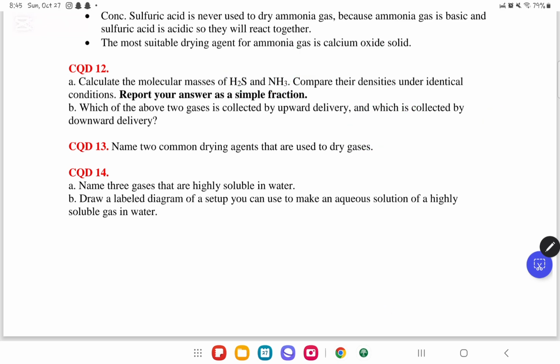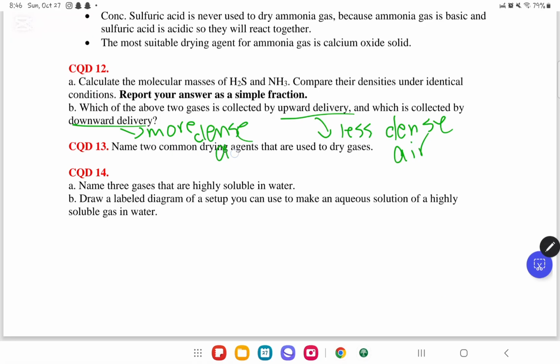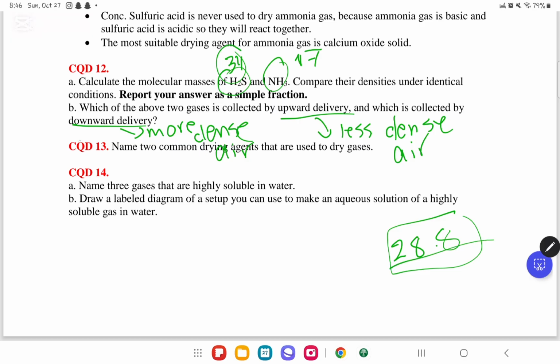Now, which of the two above gases is collected by upward delivery and downward delivery? Upward delivery is for the less dense, and downward delivery is for the more dense. But of course, less dense than what? Less dense than air. So air, memorize that its molar mass is 28.8. Okay, we know H2S is 34 and NH3 is 17. So definitely 34 is heavier than 28.8, so it's more dense. So we're going to use downward delivery for H2S. 17 is less than 28.8, so we're going to use upward delivery for NH3.